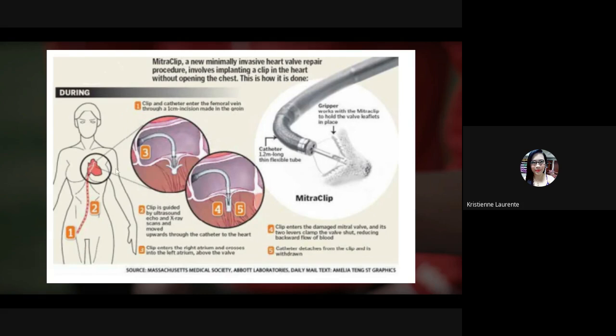Then it will pass to your right atrium. Then it will go here to your left atrium. So there will be a small incision through the septum, and then the catheter will be passed through that. Then the clip enters the right atrium and crosses into the left atrium above the valve. Then the clip enters the damaged mitral valve, and its two levers clamp the valve shut, reducing backwards flow of the blood. Then the catheter is detached from the clip and is withdrawn. So this is the mitral clip, or MitraClip.